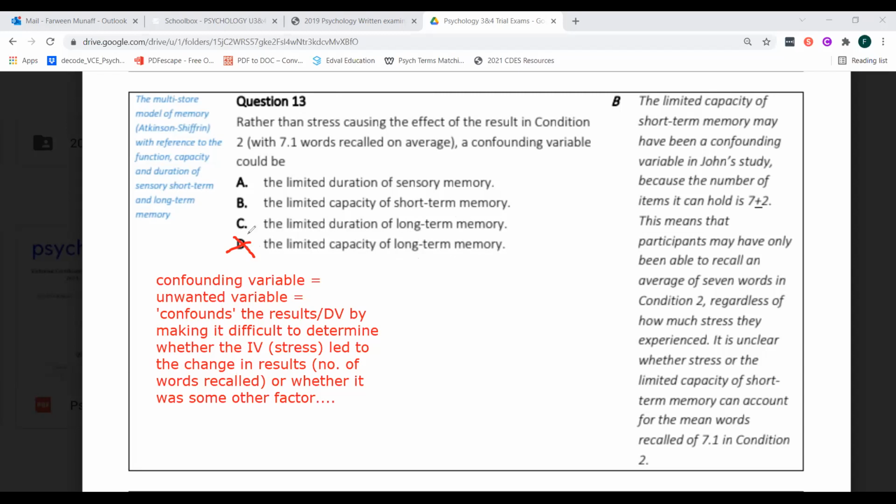It has a relatively permanent duration, so that won't be the answer. So already we've eliminated 2 answers there. A would be the limited duration of sensory memory, which wouldn't really make sense because sensory memory only holds information for 0.2 to 0.4 seconds.